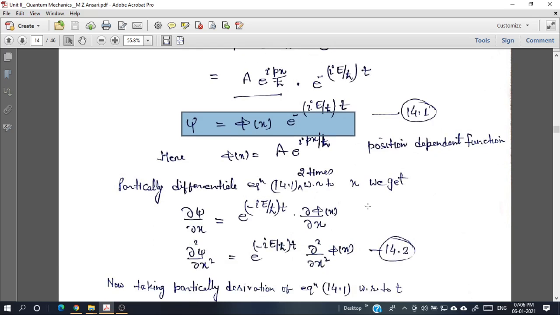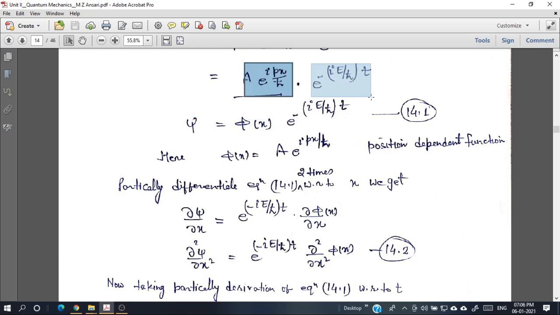Now, dear students, remember this equation: this part represents the position dependent function, and this part is the energy and time dependent. If I enclose this in a bracket and say this is a constant, then this is only time dependent. We can assume this is only time dependent, but actually it is energy and time dependent.